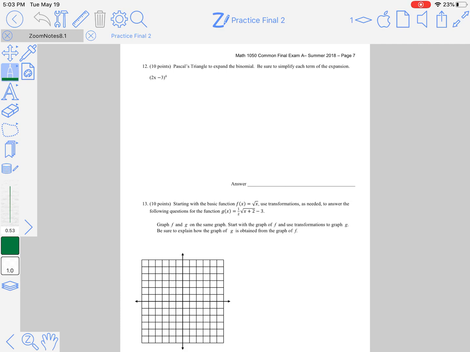Here we go. It says Pascal's triangle. To expand the binomial, be sure to simplify each term. 2x minus 3 to the fourth. So Pascal's triangle, we're going to go to the fourth row. 1, 1, 1, 1, 2, 1, 1, 3, 3, 1. Remember, we just add these numbers to get the next number here. 1, 4, 6, 4, 1. This is the fourth row.